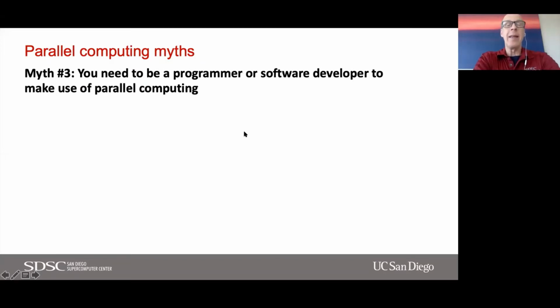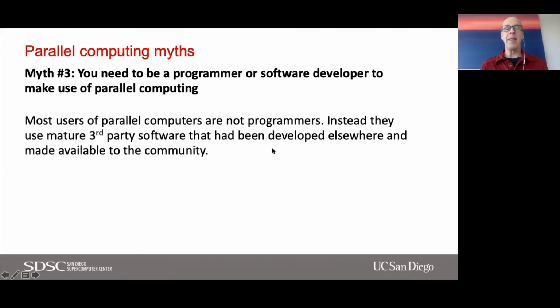And then the third myth is that you need to be a programmer or software developer to make use of parallel computing. This is one that was true maybe 25 to 30 years ago. Parallel computing was relatively new. There weren't that many people doing parallel computing, and there really wasn't a very rich ecosystem of software. So if you were a computational chemist or a molecular biologist, you pretty much had to write your own. But now there are lots of great third-party applications in many fields. So you really don't need to be a programmer or software developer anymore to make use of parallel computing.